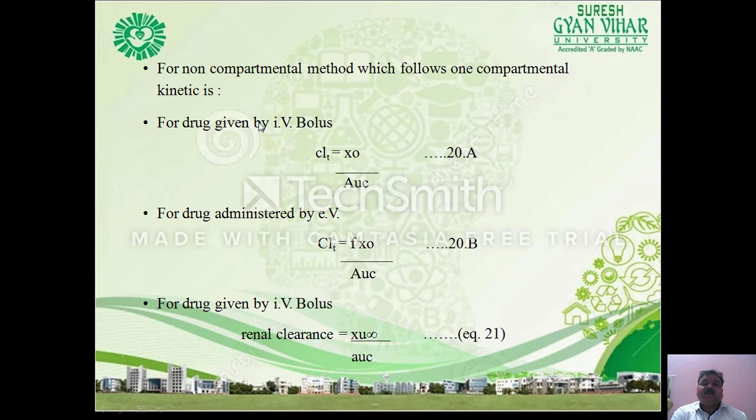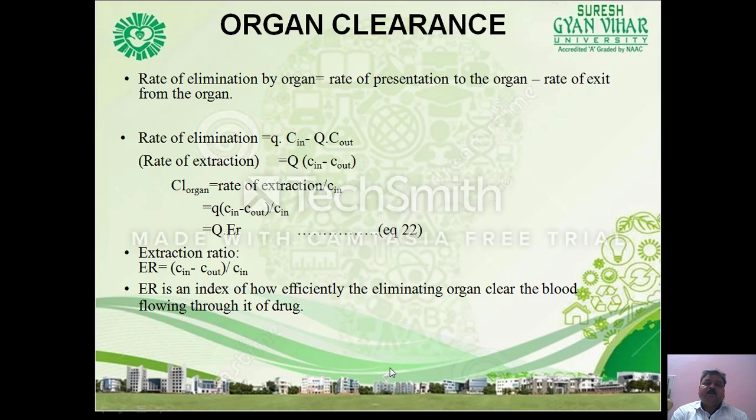For the non-compartmental method, which follows one compartment kinetics, for a drug given by IV bolus, total clearance is equal to the amount of the drug in the body divided by the area under the curve. For a drug administered by the extravascular route, clearance becomes F into X0 divided by the AUC, where F is the bioavailability factor, accounting for first pass metabolism. For a drug given by intravenous bolus, renal clearance can be written as Xu infinity divided by AUC, the area under the curve.